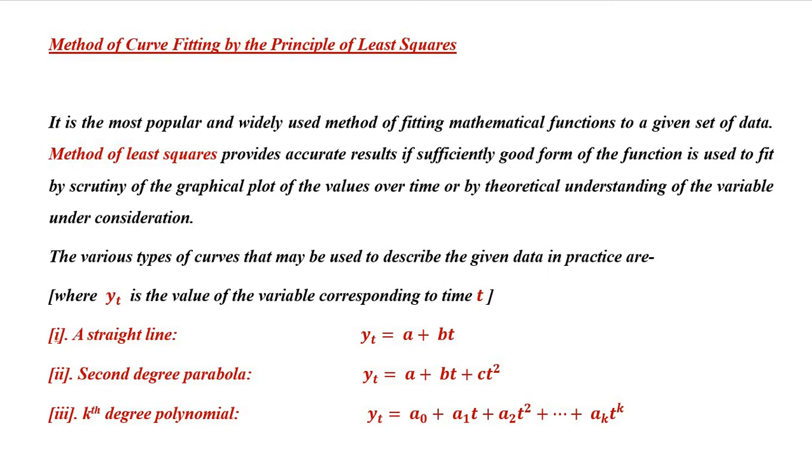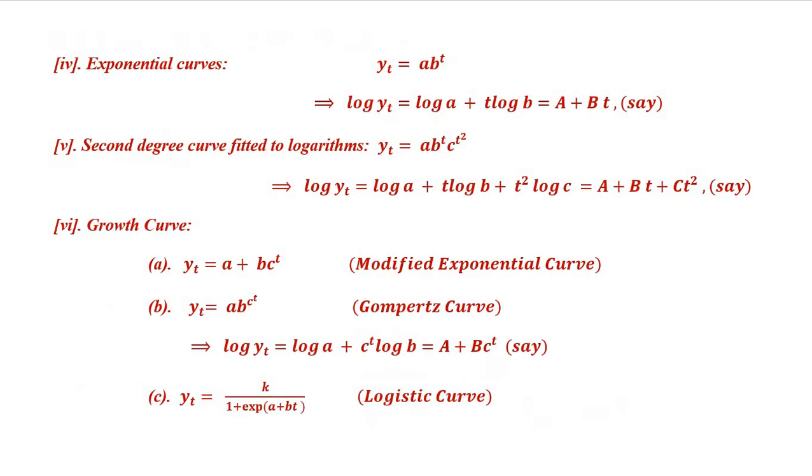Here yt is the value of the variable corresponding to time t. The second degree parabola, yt is equal to a plus bt plus ct square. Then the kth degree polynomial, yt is equal to a naught plus a1t plus a2t square plus dot dot dot ak t to the power k. Then the exponential curve, yt is equal to a b to the power t, and in logarithmic form it is log of yt is equal to log of a plus t log of b, or capital A plus bt, where capital A is log a and capital B is log b.